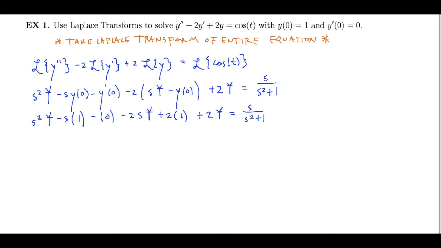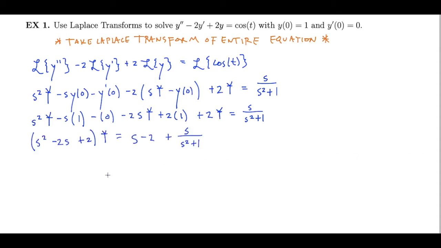And then my goal is actually to isolate capital Y. So I see several terms on the left-hand side that have capital Y's in them. These other terms that do not, I will push over to the right-hand side. And I'll actually factor the capital Y out of the terms on the left at the same time.